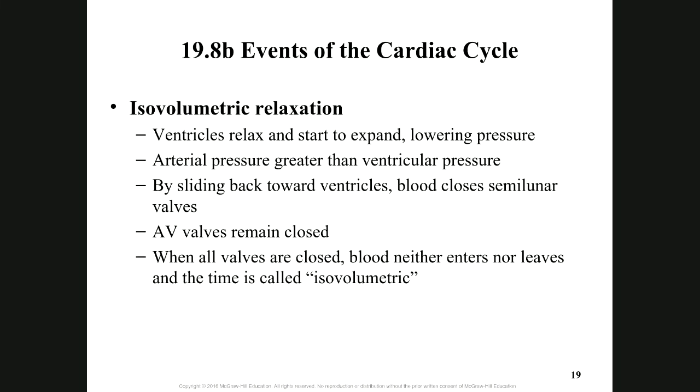The isovolumetric relaxation: during this time your ventricle relaxes and starts to expand, and the pressure comes down in your ventricles. The atrial pressure now is greater than the ventricular pressure. Because of that, the semilunar valve becomes closed to prevent backflow of the blood from the arteries to the ventricles. The AV valve remains closed at this time. When all valves are closed, blood neither enters nor leaves, and the time is called isovolumetric.